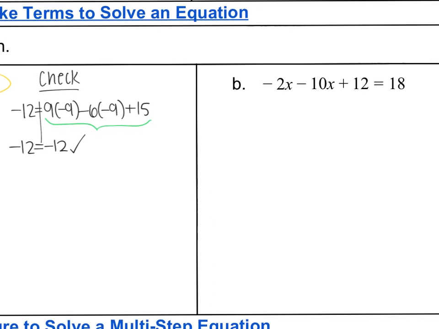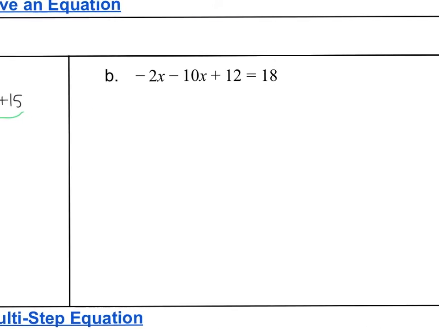Let's try the same thing on the next one. Let's identify the like terms. So 12 and 18, we cannot combine those because they're on separate sides of the equal sign. We can only combine things that are on the same side. So let's take a look at this left side. We've got a negative 2x, a negative 10x, and a 12. Which ones are like terms?